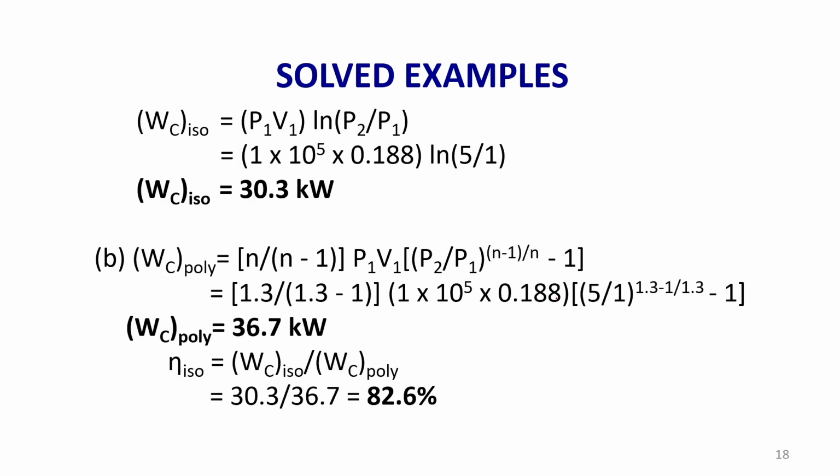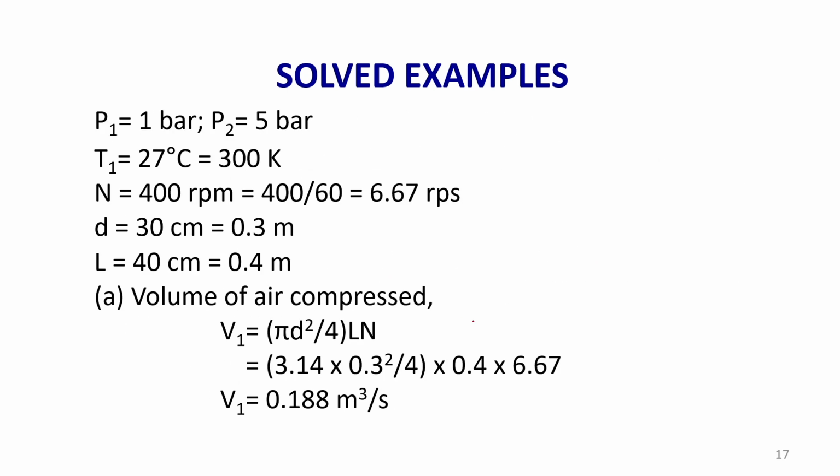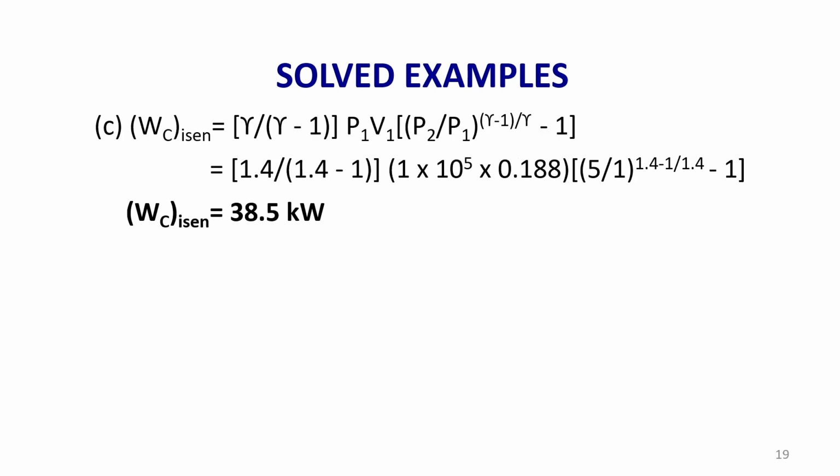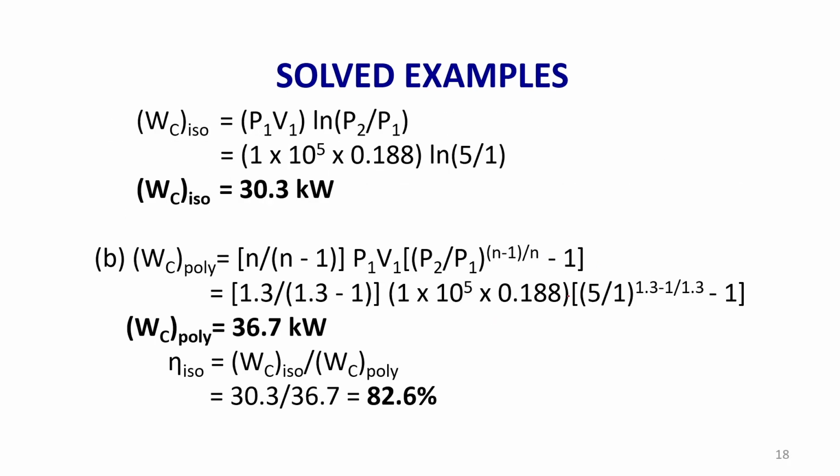Here divide the RPM by 60, we will get revolutions per second. So, you can either convert RPM into RPS or divide by 60, because here N is in RPM. If you are converting into revolutions per second, no need to divide by 60. So, this is the actual volume of air compressed.